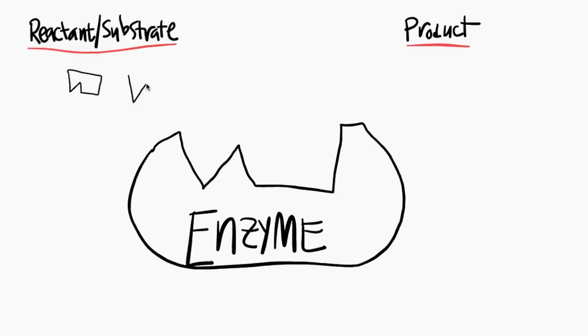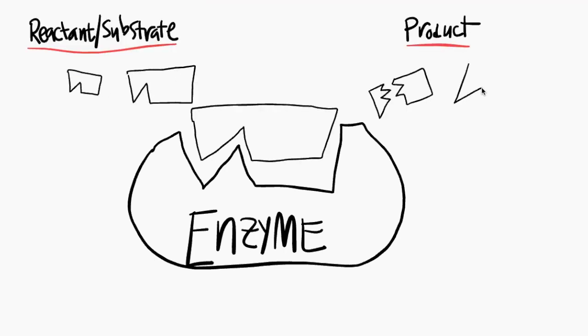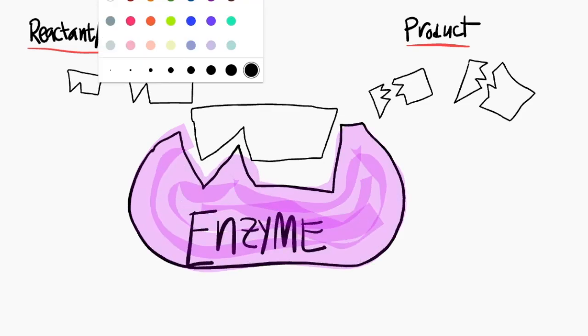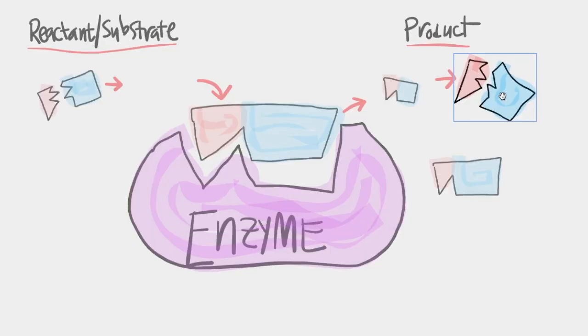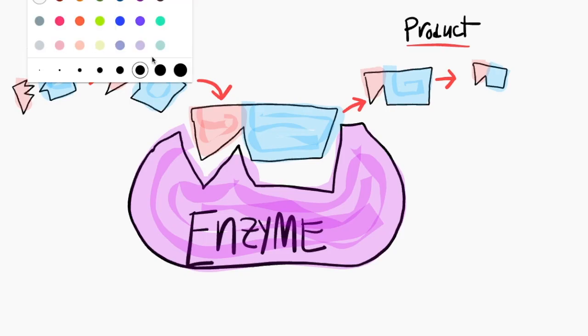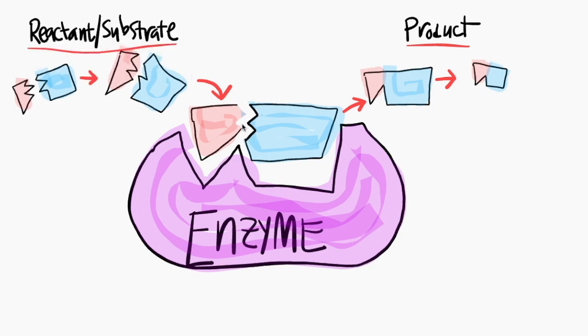There are two common things enzymes do to substrates to produce a final product. The first is called degradation. Here, the substrate binds to the enzyme, and the enzyme breaks the single substrate into two new products. Another way is called synthesis. During synthesis, two or more substrates combine to produce a single large product.